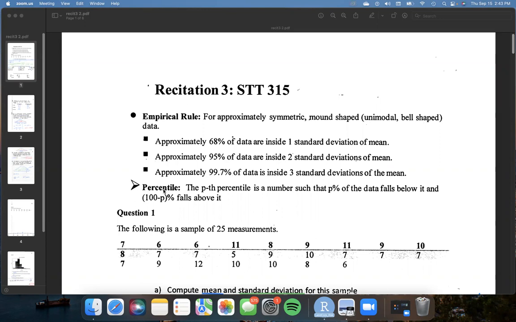And then we'll also be computing percentiles. And the pth percentile is a number such that p% of the data falls below it and 100 minus p% falls above it.